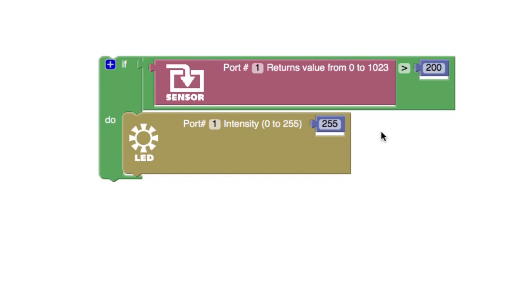It is common to connect a sensor block to the first slot and a number block to the second. For example, this code checks to see if a sensor on port 1 has a reading greater than 200. If so, it turns on an LED.